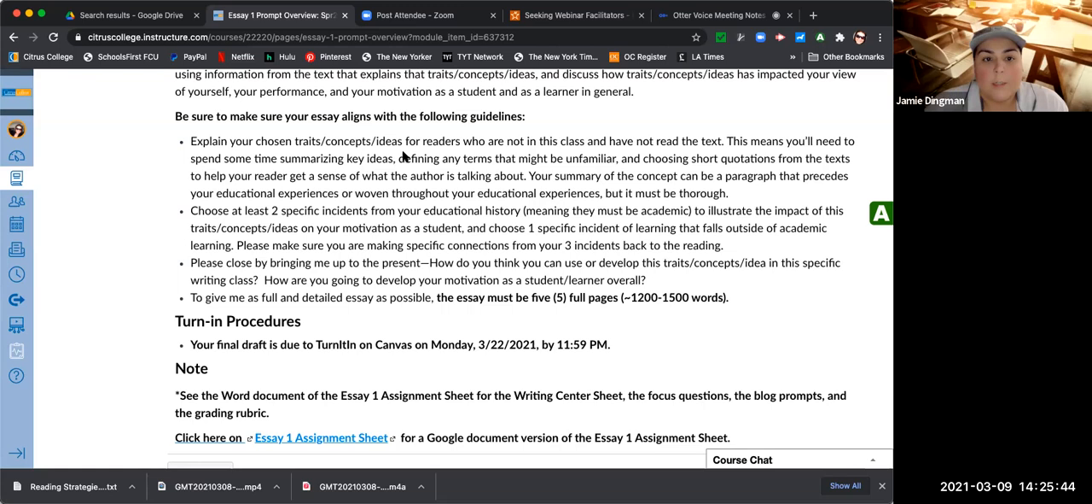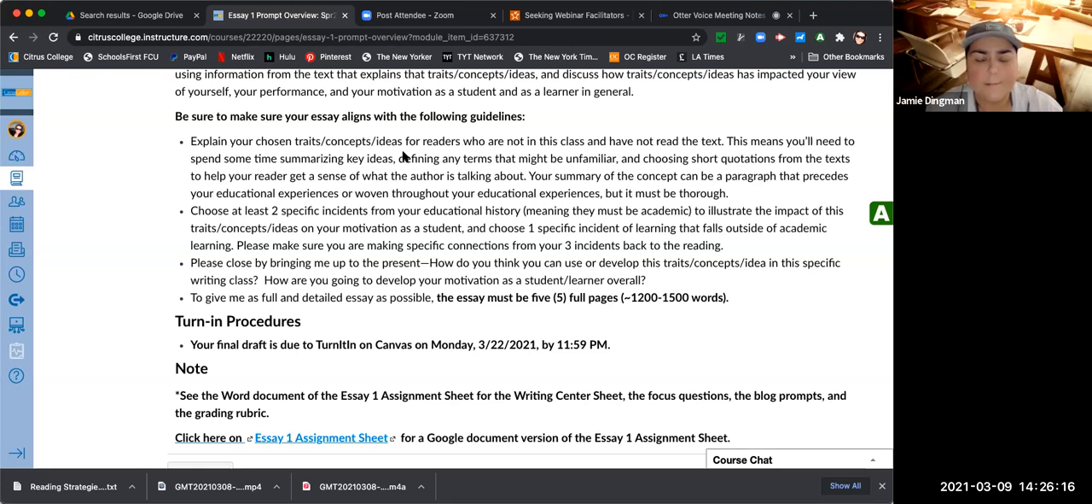Okay, so getting back into the prompt, this means that you'll need to spend some time summarizing key ideas, defining any terms that might be unfamiliar, like fixed and growth mindset. You would need to explain to your audience what those are, and choose short quotations from the text to help your reader get a sense of what the author is talking about. Now, I would say at least two quotations directly from your article or chapter to weave into your summary or to weave into those body paragraphs where you talk about yourself and your own experiences.